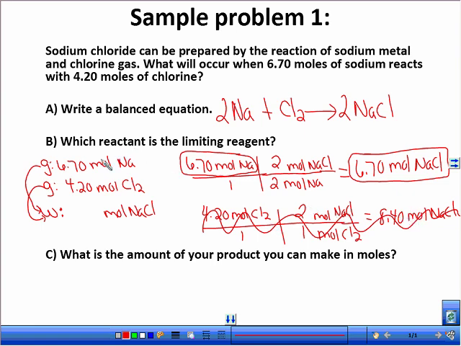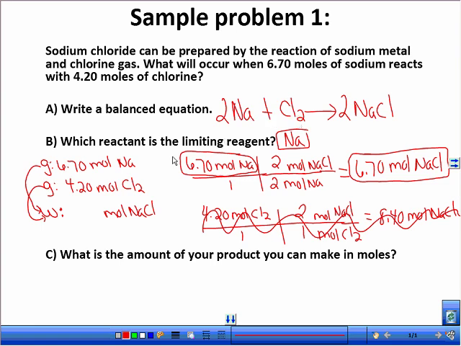So the first question says, which reactant is the limited reactant? Well, first off, it needs to be a reactant, so it's either sodium or it's chlorine. And the limited reactant is going to be the reactant that made the least amount of product. So our answer here is sodium. Technically it's 6.7 moles of sodium, but you can just put sodium because it said which reactant.